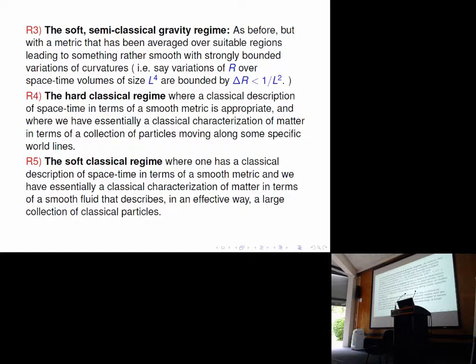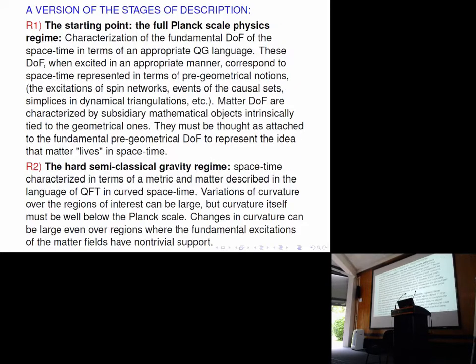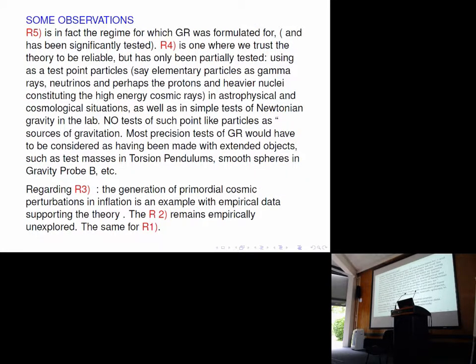Moving along some specific world lines, and from there eventually we would be able to do some averaging and pass to a description, what we call the soft classical regime, where one has classical space-time and matter distributed by a smooth fluid that describes in some effective way a very large collection of particles. So this is something to have in mind. In going from each one of these regimes to the next one, we would have to do some averaging, and the idea is that the averaging should be performed in the fashion that I have just described. Regime number 5 is actually the regime for which GR was formulated.